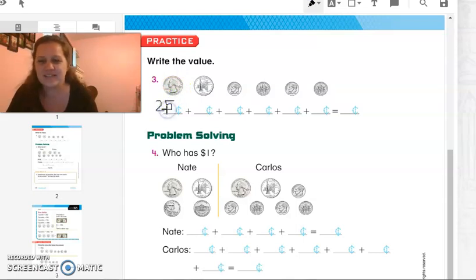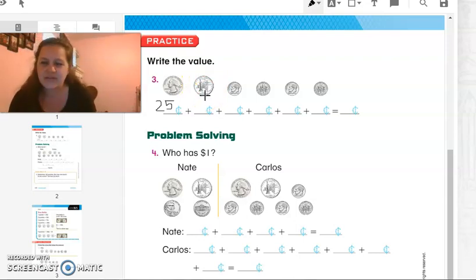25 cents. Remember, I told you guys in a previous video that the back of the quarter will usually have an eagle on the back of it, or it will have the different states on it. It looks like this one is the state of New York.